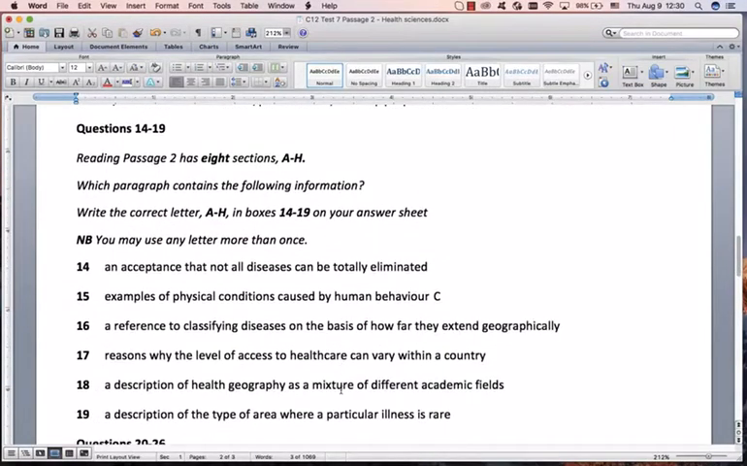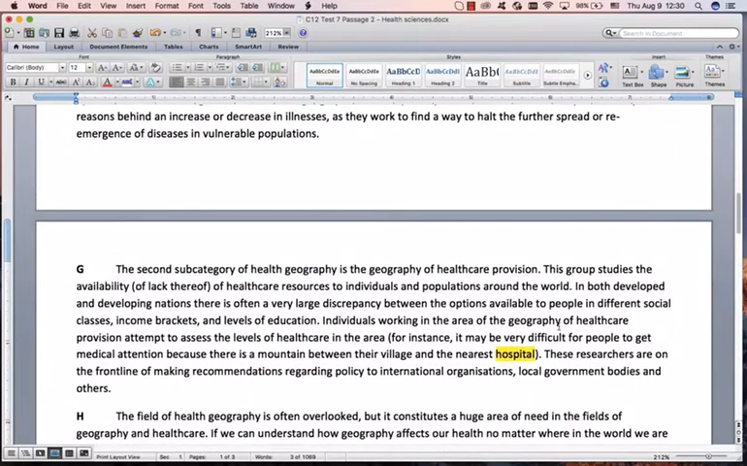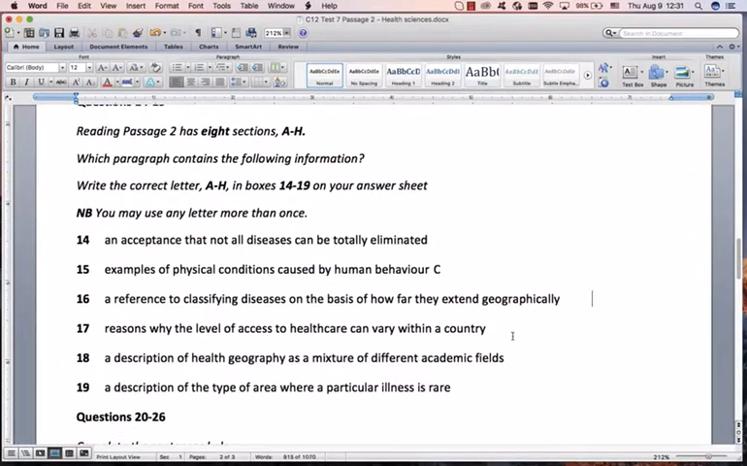Let's see, so we know what paragraph. Within a country, is there anything about within a country? Not really, but what they talk about is people in different social classes, income brackets, level of education. That all means within a country. But we got a good enough clue from the previous question that this is talking about access to healthcare. If you want the word vary, it's actually this difficult language, a large discrepancy. This means a very large difference. So that's where vary is. So I'm happy enough with that one to go with G for that question.